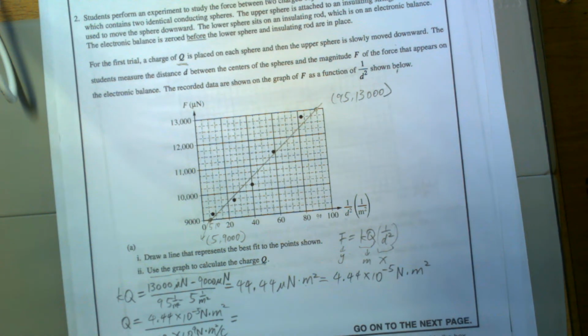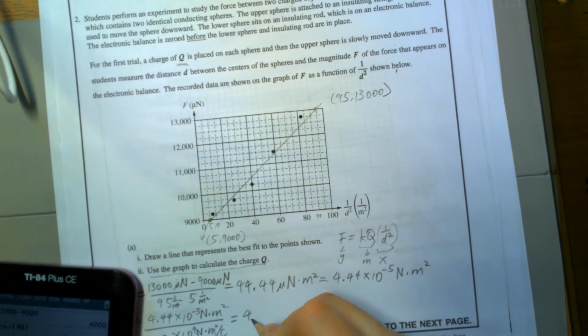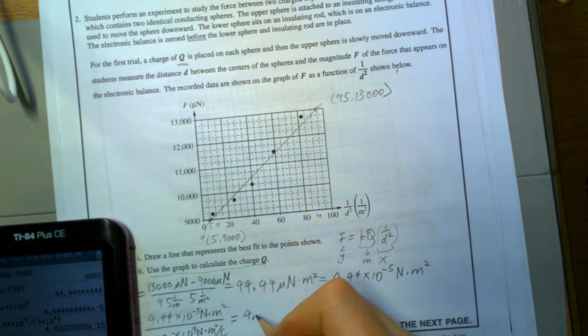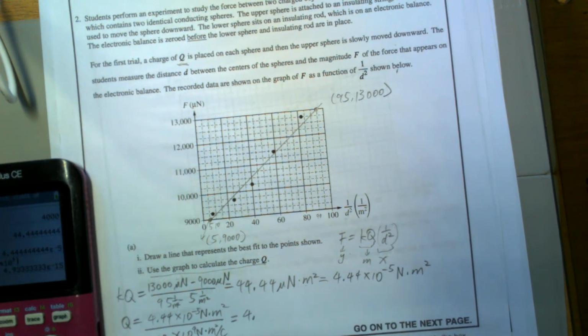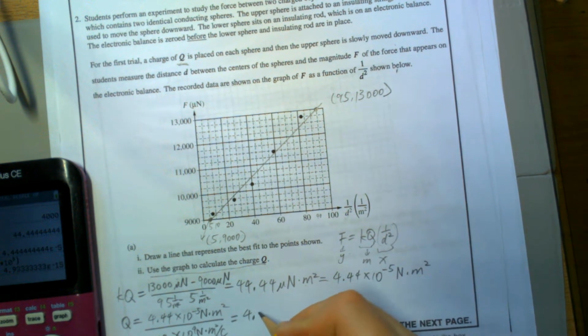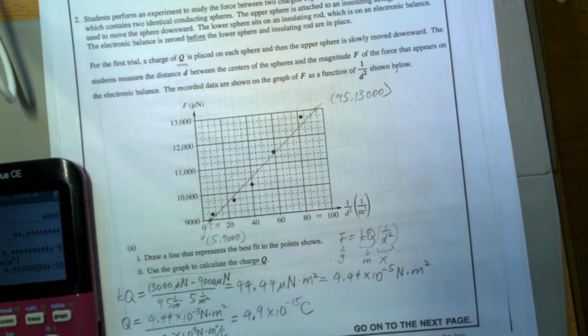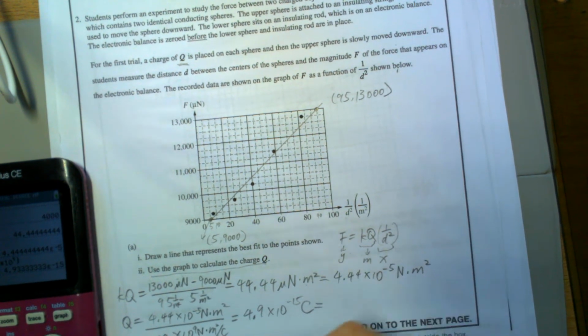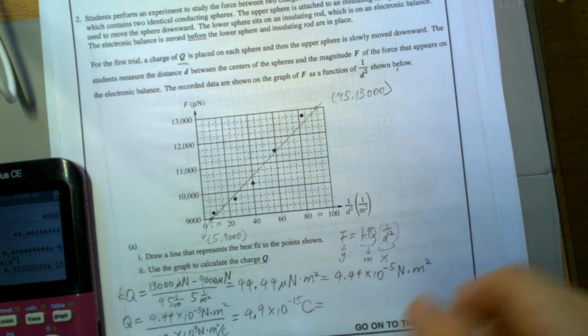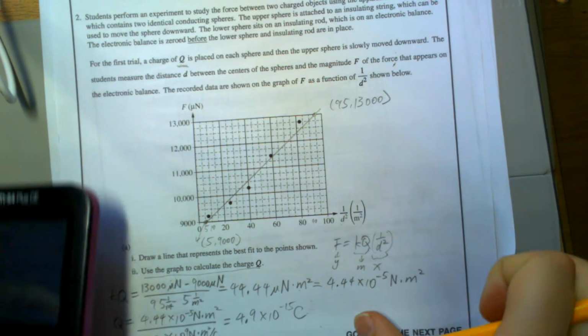So let's do the division. Divided by 9 times 10 to the 9th power, should be like 4.9 times 10 to the negative 15 coulombs, just in coulombs. I think that's okay. All right, let's get into the next question.